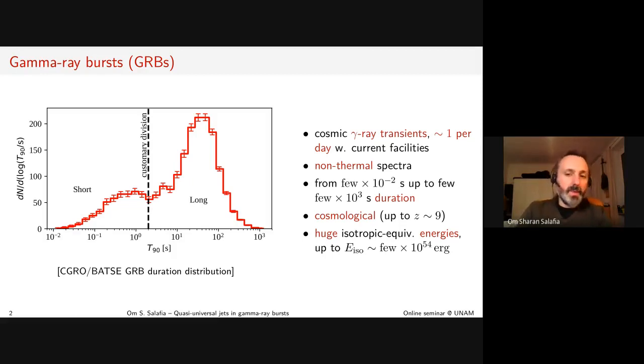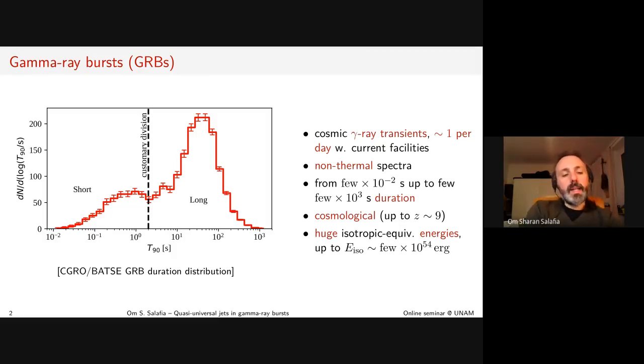This gamma ray emission features non-thermal spectra, by which I just mean spectra which are apparently smoothly connected power laws, with typical photon energies around hundreds of keV up to tens of MeV. They have a quite broad duration distribution, which is the one you see in the plot. It is a histogram of the duration distribution of GRBs as seen by the BATSE instrument from the Compton Gamma Ray Observatory, a past instrument.